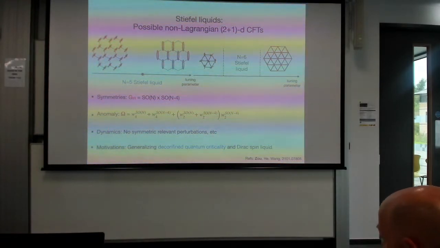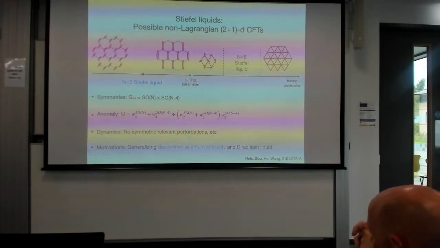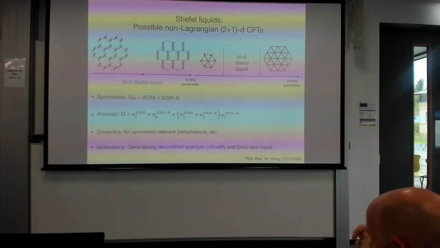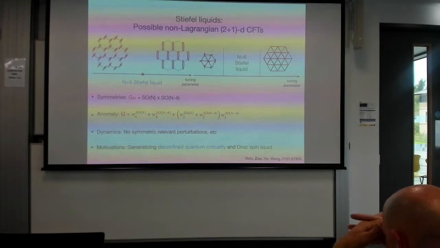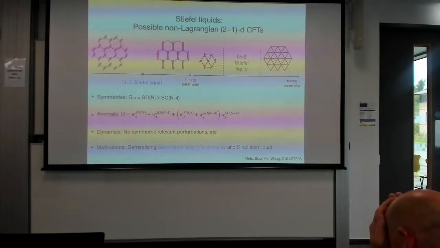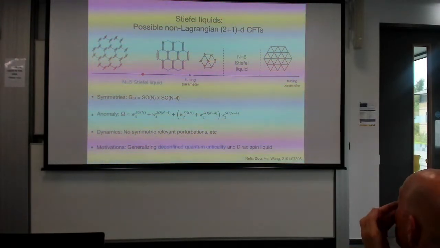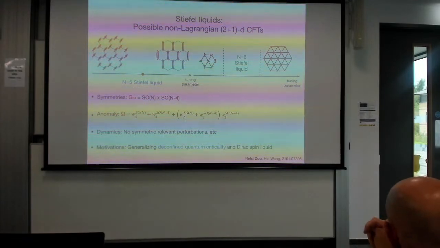Also, we know a little bit about its dynamics. So basically, these three pieces of information are more or less the characterization of what we should have in mind about the physical properties of the spherical liquid.